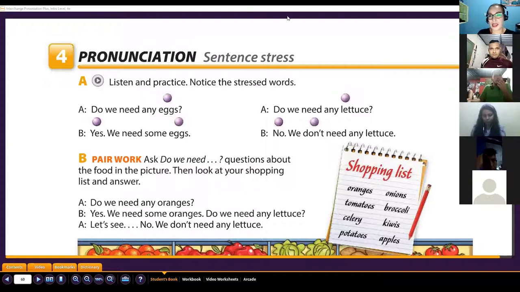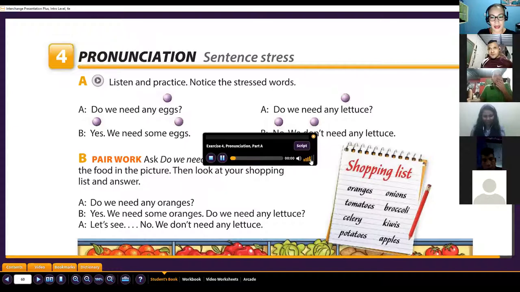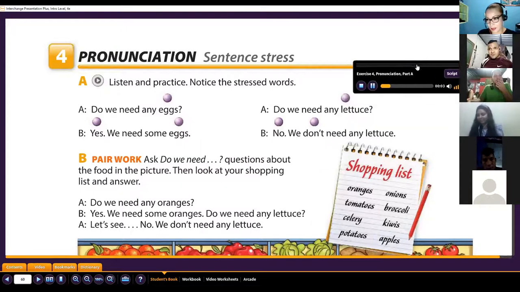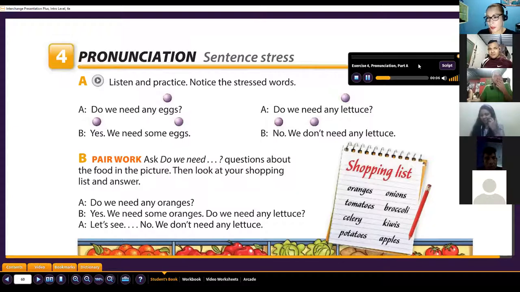So we're going to listen here and practice the stress words. Remember that the stress words in the sentences are the ones that have the purple dot here. Page 60, exercise 4, pronunciation. Sentence stress. Part A. Listen and practice. Notice the stressed words. Do we need any eggs? Yes. We need some eggs. Do we need any lettuce? No, we don't need any lettuce.